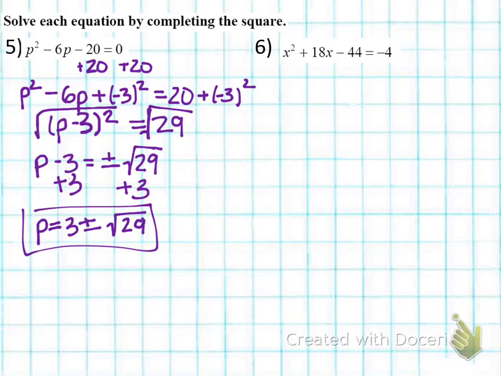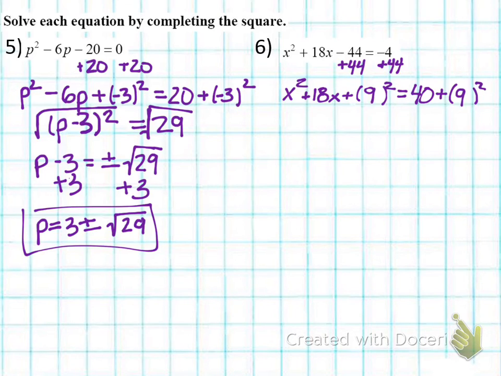Alright, and number 6, again, same thing. I'm adding 44 to the other side. That gives me x squared plus 18x equals 40. I should leave space, though, for me to complete the square. And then I get half of b. b is just 18, so half of that would be 9. That should go in my parentheses. And I bring this down.